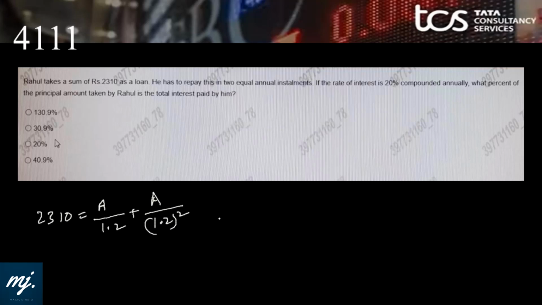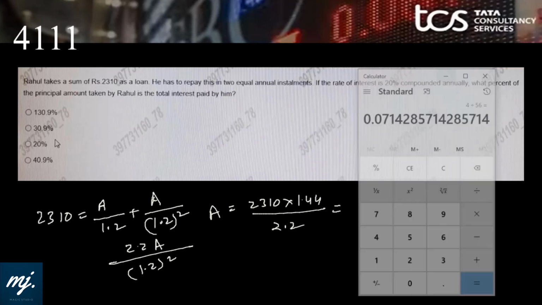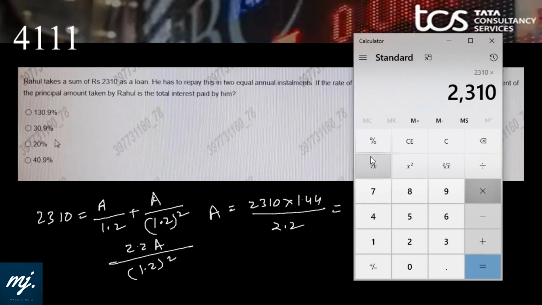What percent of the principal amount taken by Rahul is the total interest paid by him? We need to know the value of A first. So this would be 1.2 whole square, 1.2 plus 1, that is 2.2A. Therefore A equals 2310 into 1.44 divided by 1 plus 2.2. Let's calculate the value of A first: 2310 into 1.44 divided by 2.2.